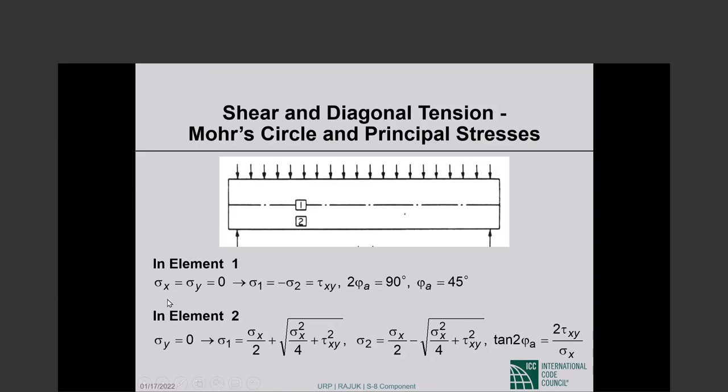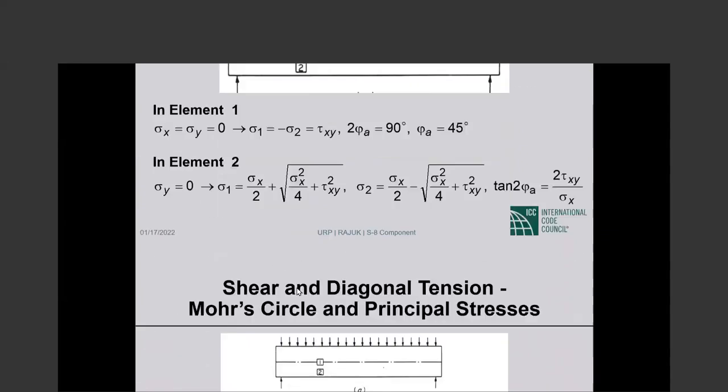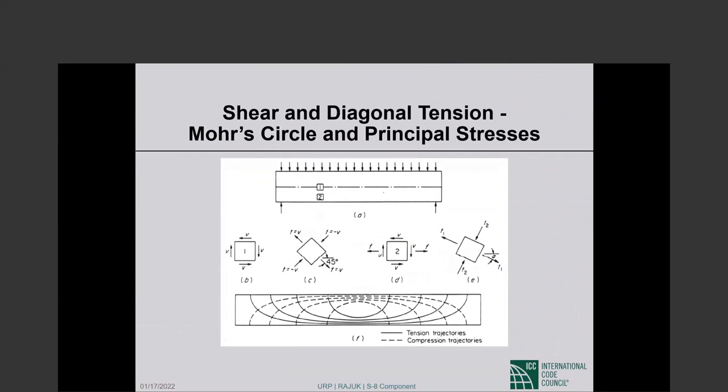We are definitely in a position to plot the sigma 1 and sigma 2 along the span of the beam. Okay, element 1, element 2, same beam. On element 1, we have only shear stresses, no bending stresses. That gives us principal stresses as shown in the picture.